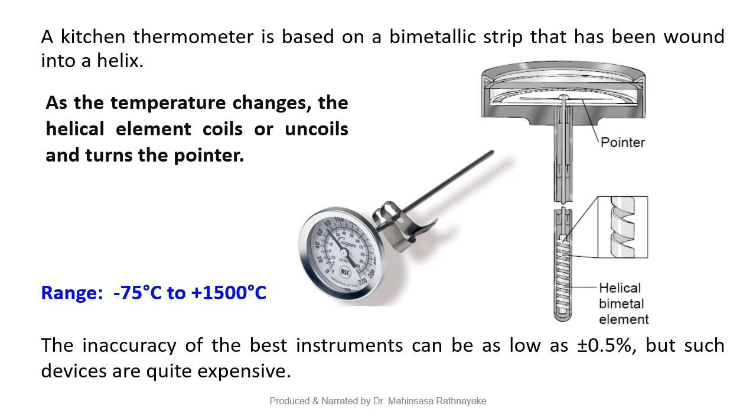So the inaccuracy of the best bimetallic thermometers can be as low as 0.5%. This is better than the liquid in glass thermometers. As well, there is a quite practical temperature range, but sometimes the highly accurate devices are a little expensive.